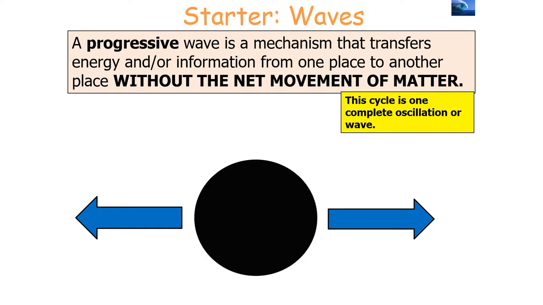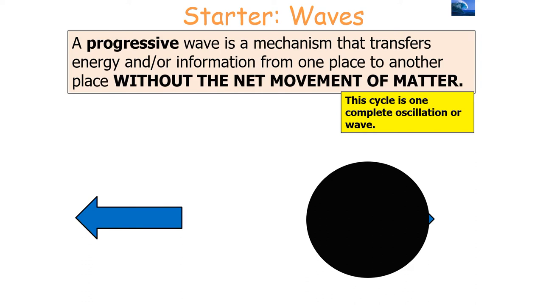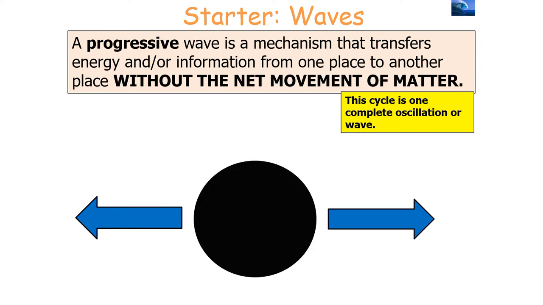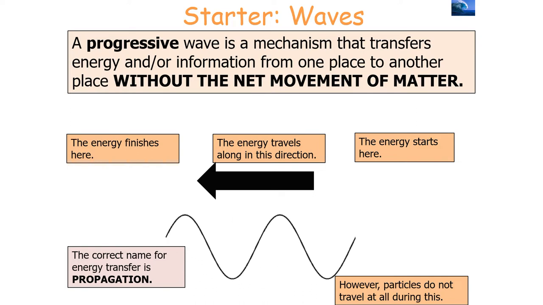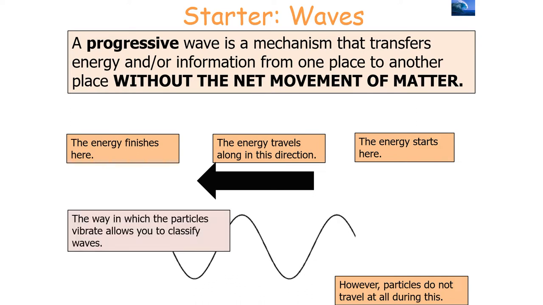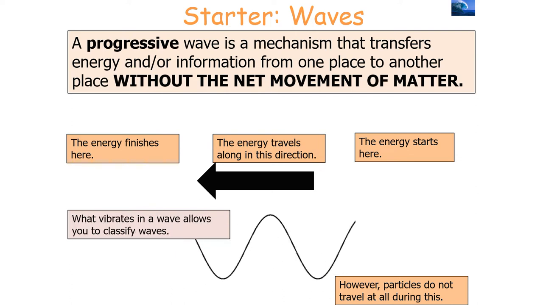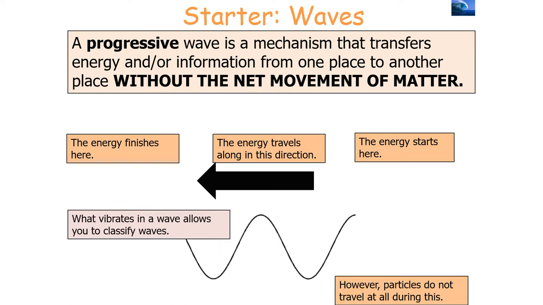It goes one way, then it goes back to equilibrium, then it goes the other way, and then it finishes back in equilibrium again. Now, we say that as this wave will cause your particles to oscillate, the energy will transfer through the wave or will propagate. Now, the way in which the particles will vibrate allows you to classify the waves, and what vibrates in the waves allows you to classify the wave.